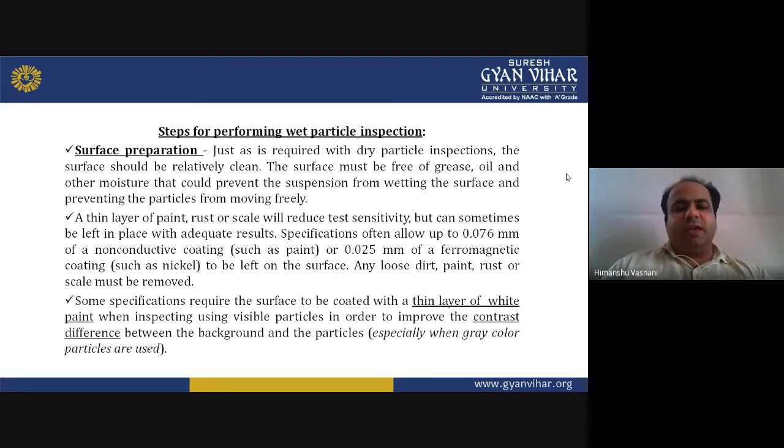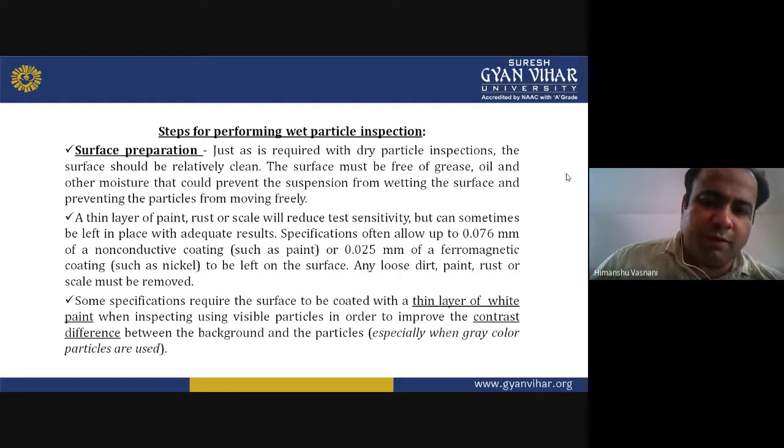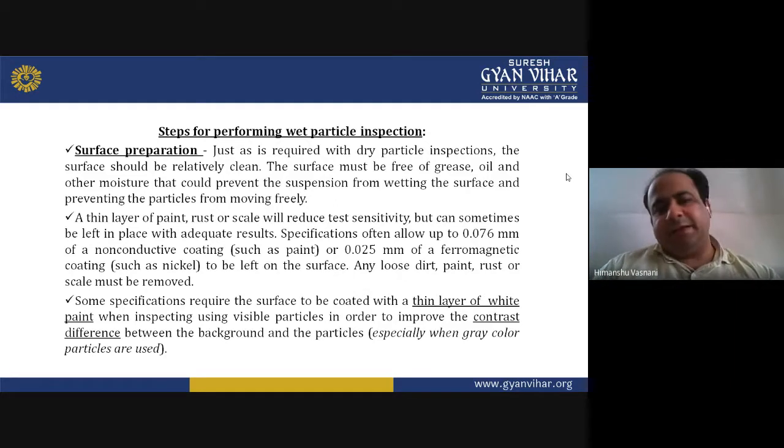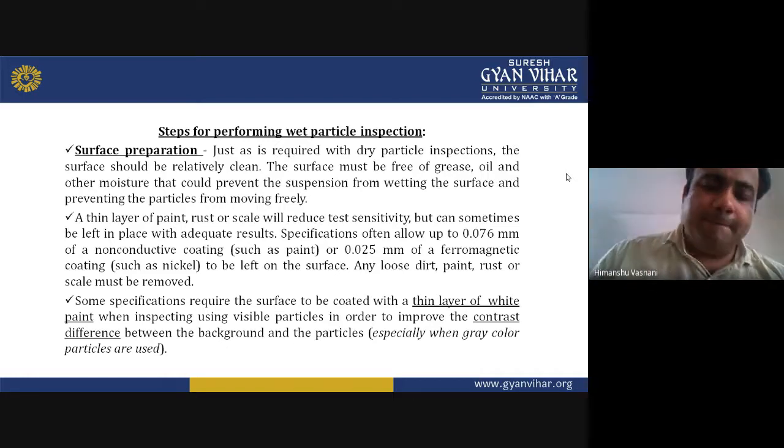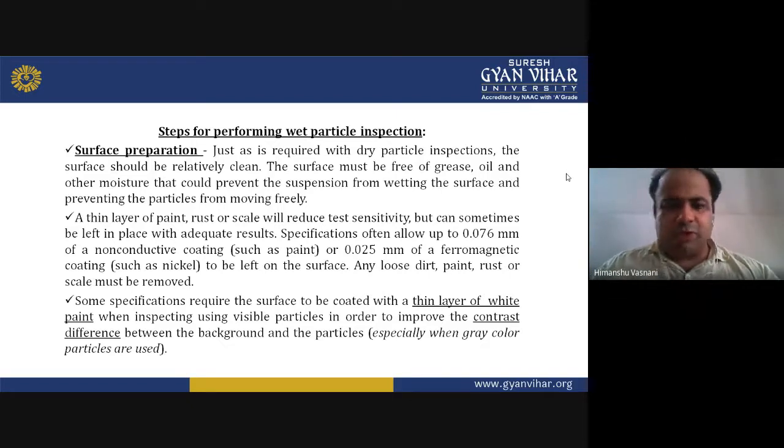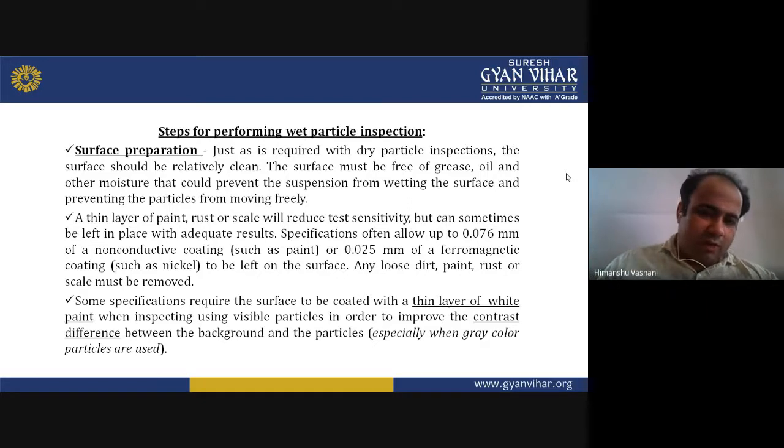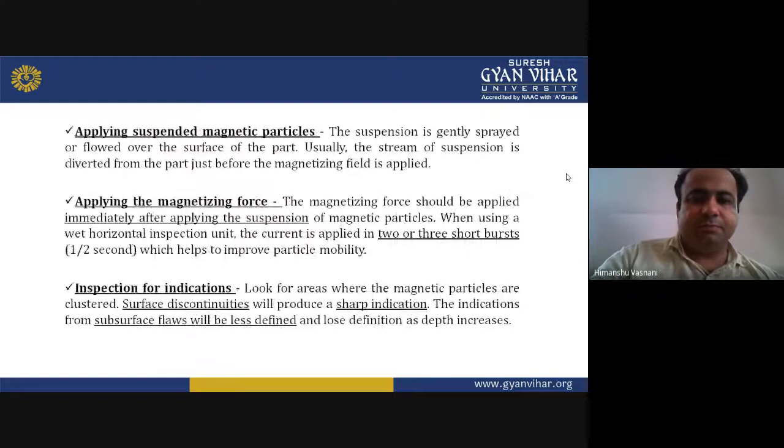Some specifications require the surface to be coated with a thin layer of white paint when inspecting using visible particles, in order to improve the contrast difference between the background and the particles, especially when gray color particles are used. So these are the common surface preparation techniques which should be followed, like using a thin layer of white paint, because you want to improve the visibility or the contrast difference between the base material and the particles. So it is done for that.